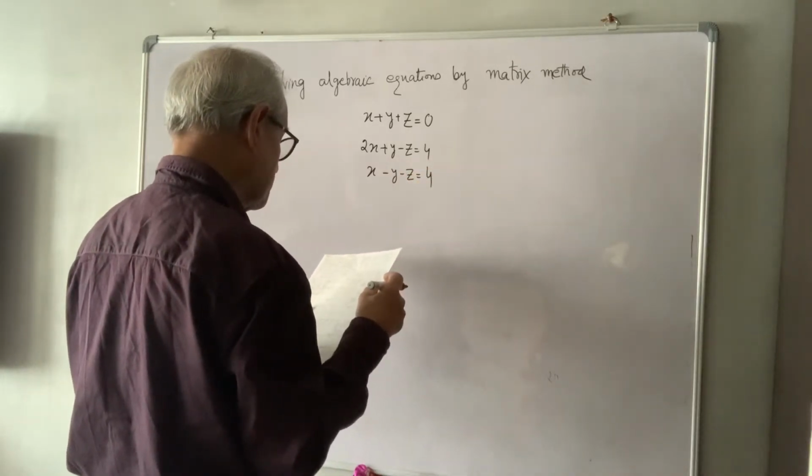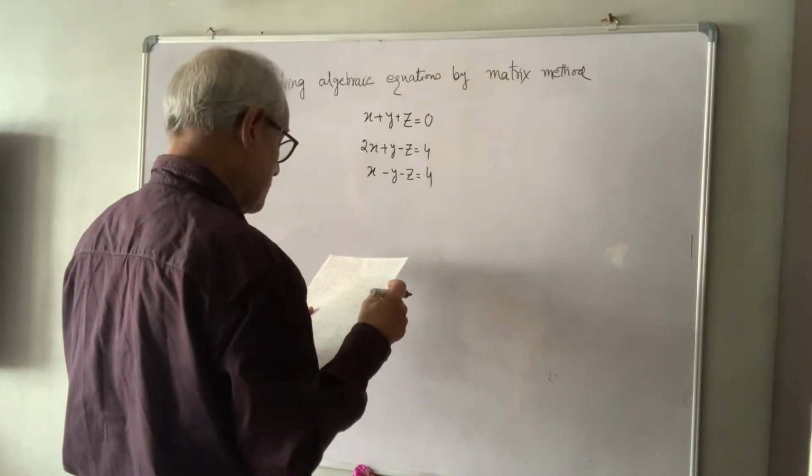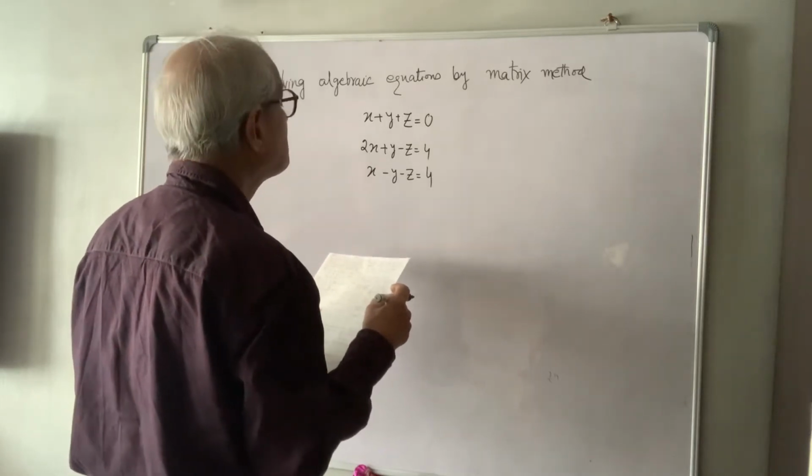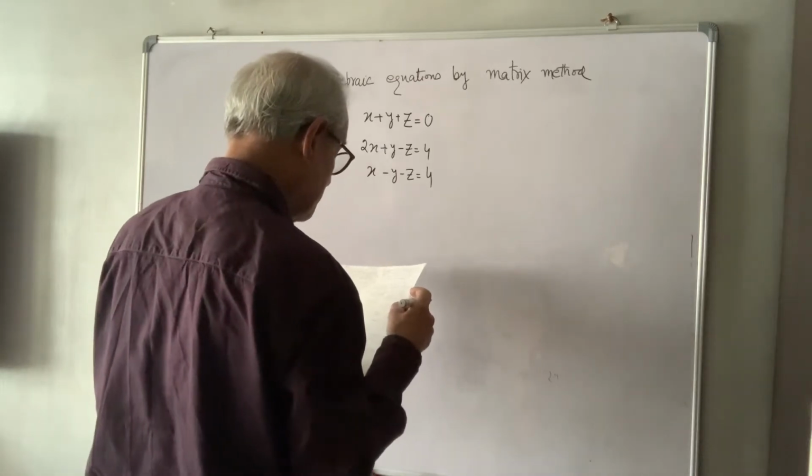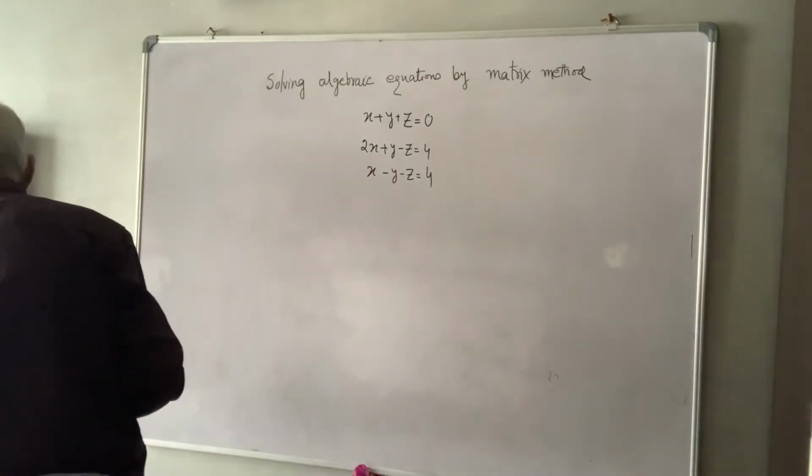x plus y plus z is equal to 0. 2x plus y minus z is equal to 4. x minus y minus z is equal to minus 4.